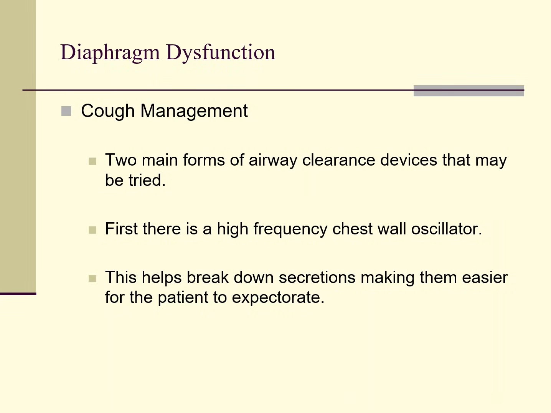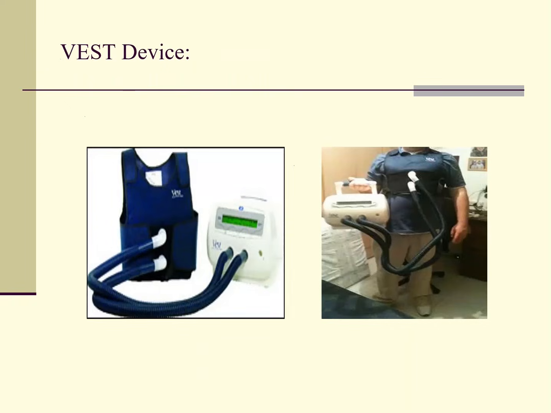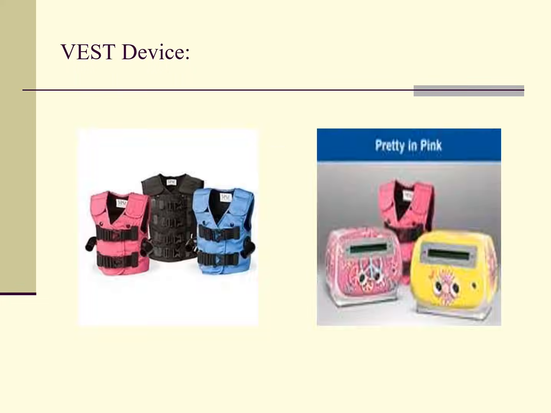The first is what's known as a high-frequency chest wall oscillator, which helps move secretions throughout the lungs and helps bring up the secretions. What this does is it helps break down the secretions in the patient's chest, but the patient will still have to expectorate the secretions on their own. This is what is known as a vest device. This is a device that patients wear, wraps around their chest, and it percusses their chest, which helps move the secretions up.